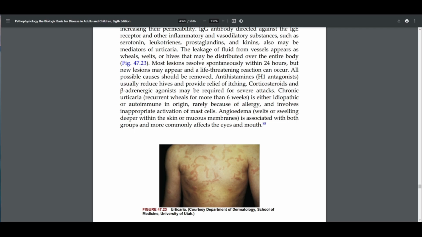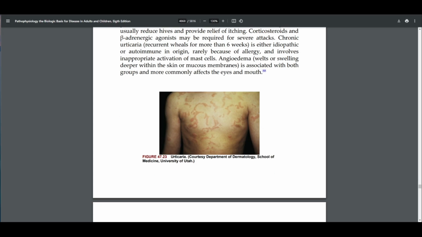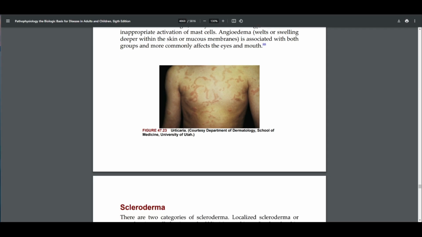All possible causes should be removed. Antihistamines usually reduce hives and produce relief of itching. Corticosteroids and beta-adrenergic agonists may be required for severe attacks. Chronic urticaria is either idiopathic or autoimmune in origin, rarely because of allergy, and involves inappropriate activation of mast cells. Angioedema is associated with both groups and more commonly affects the eyes and the mouth. So here's a picture of urticaria.